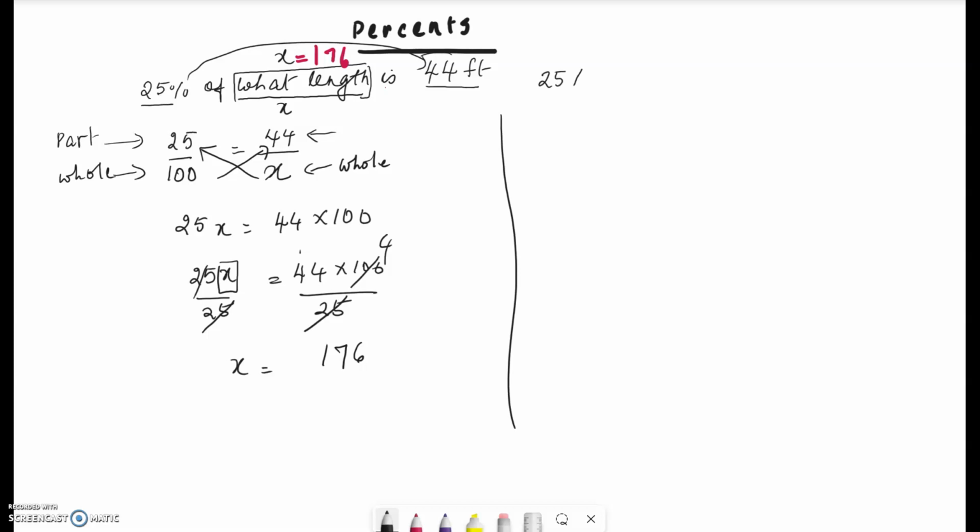So 25% of what length, we're going to call it x, is 44. So let's put feet here. Now 25 over 100 of, so times x is equal to 44.